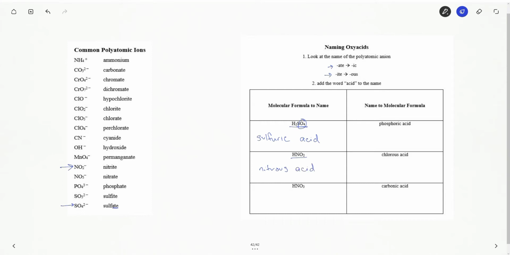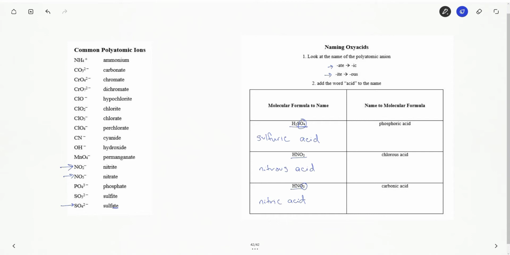HNO2, nitrous acid. Related but not the same to nitrous acid is HNO3. NO3, of course, comes from nitrate, so my name is going to change. Instead of nitrous acid, it's going to be nitric acid. And you can see what a difference adding simply one oxygen atom does to the acid name.